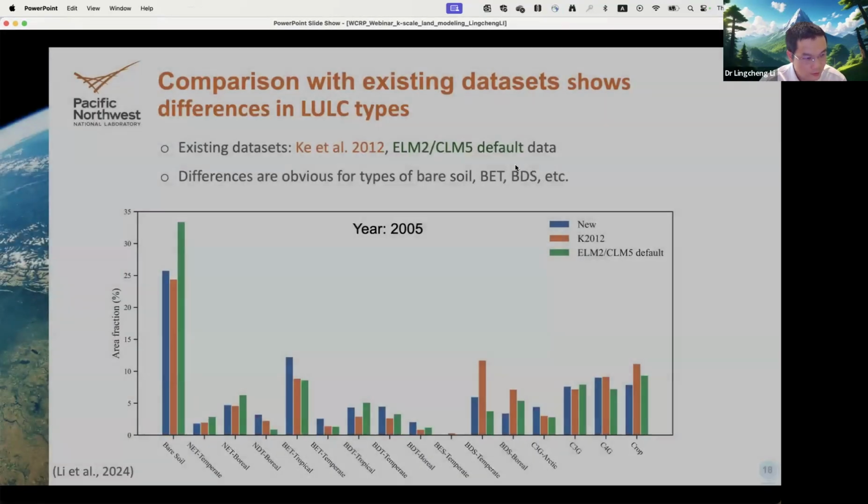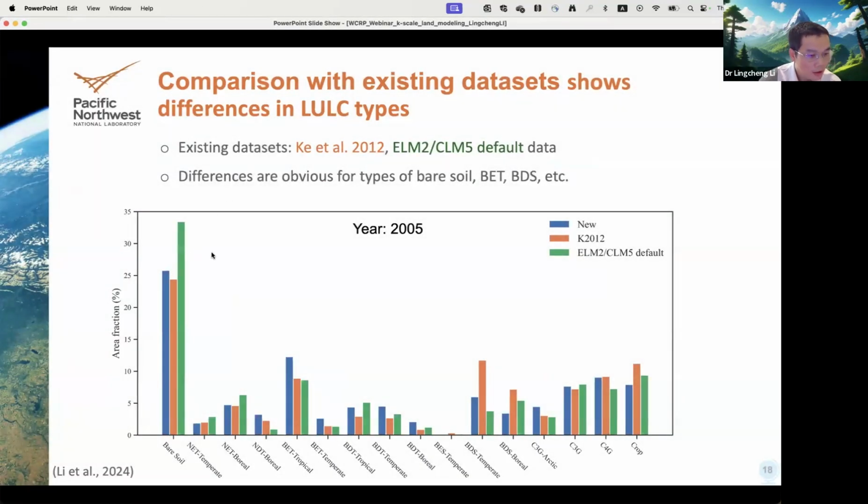Yeah, this mode. So you can see the blue color is the new data set, and the orange color is K20 12, and the green color is from the CLM default data. So the larger difference is between the CLM default and the new or K12.